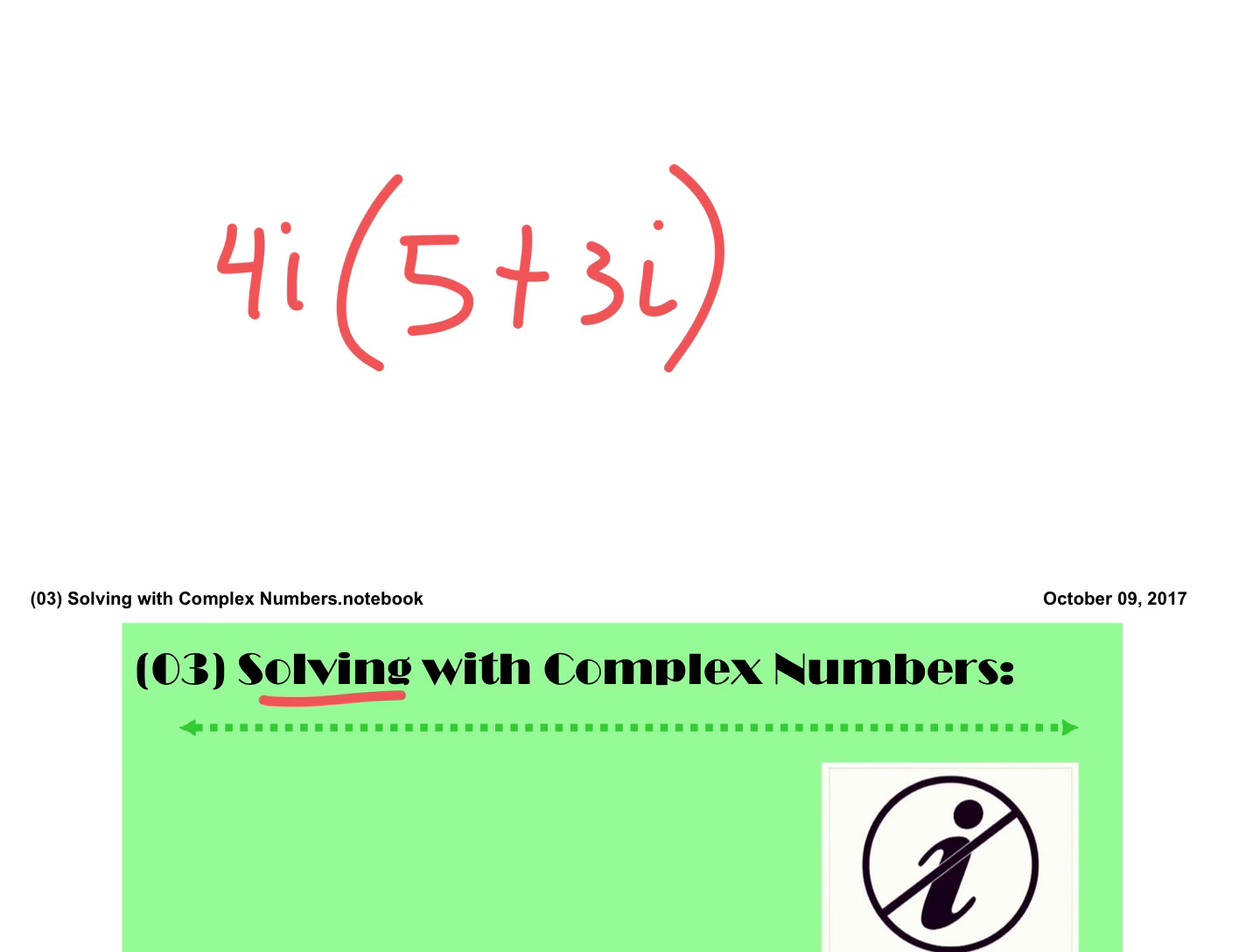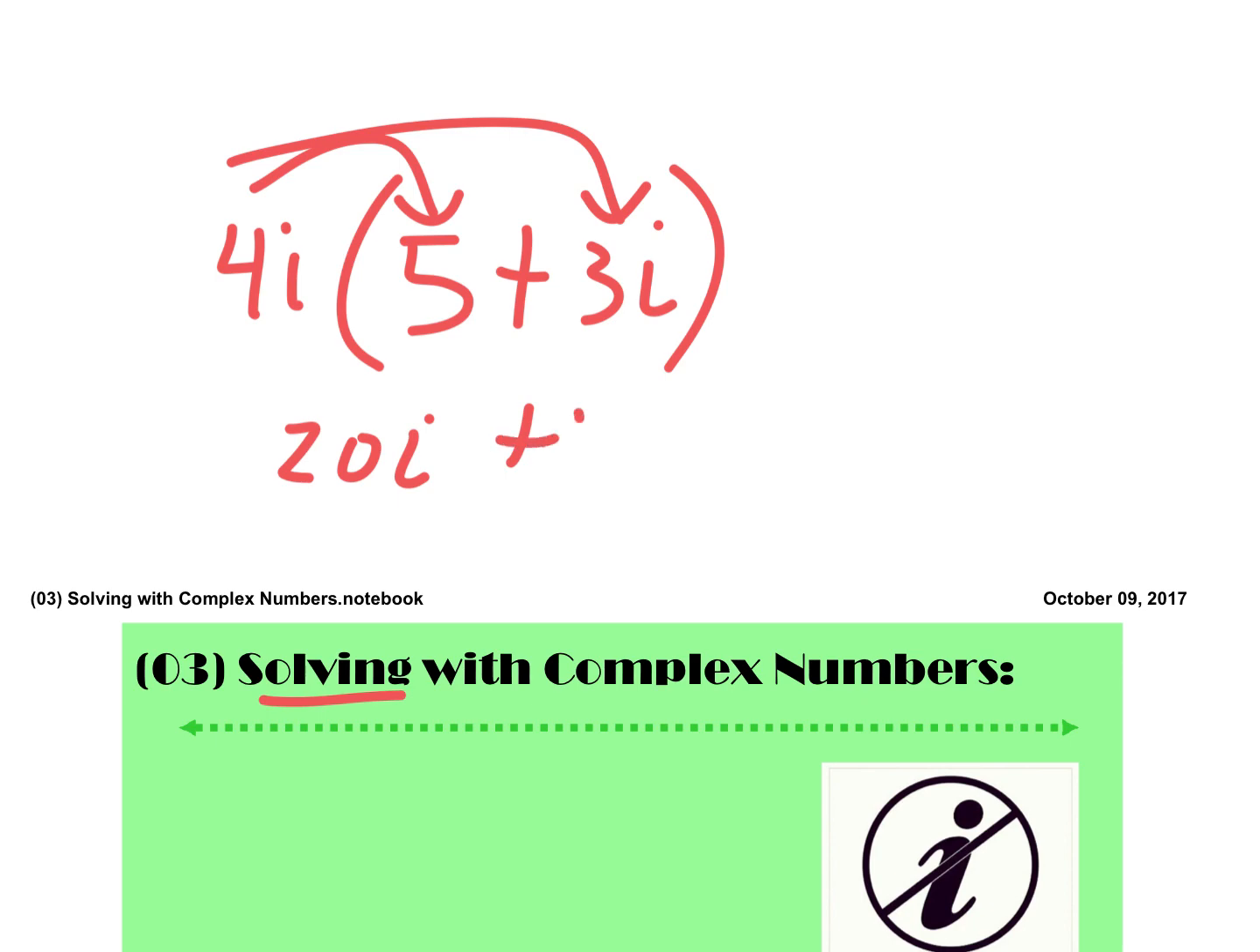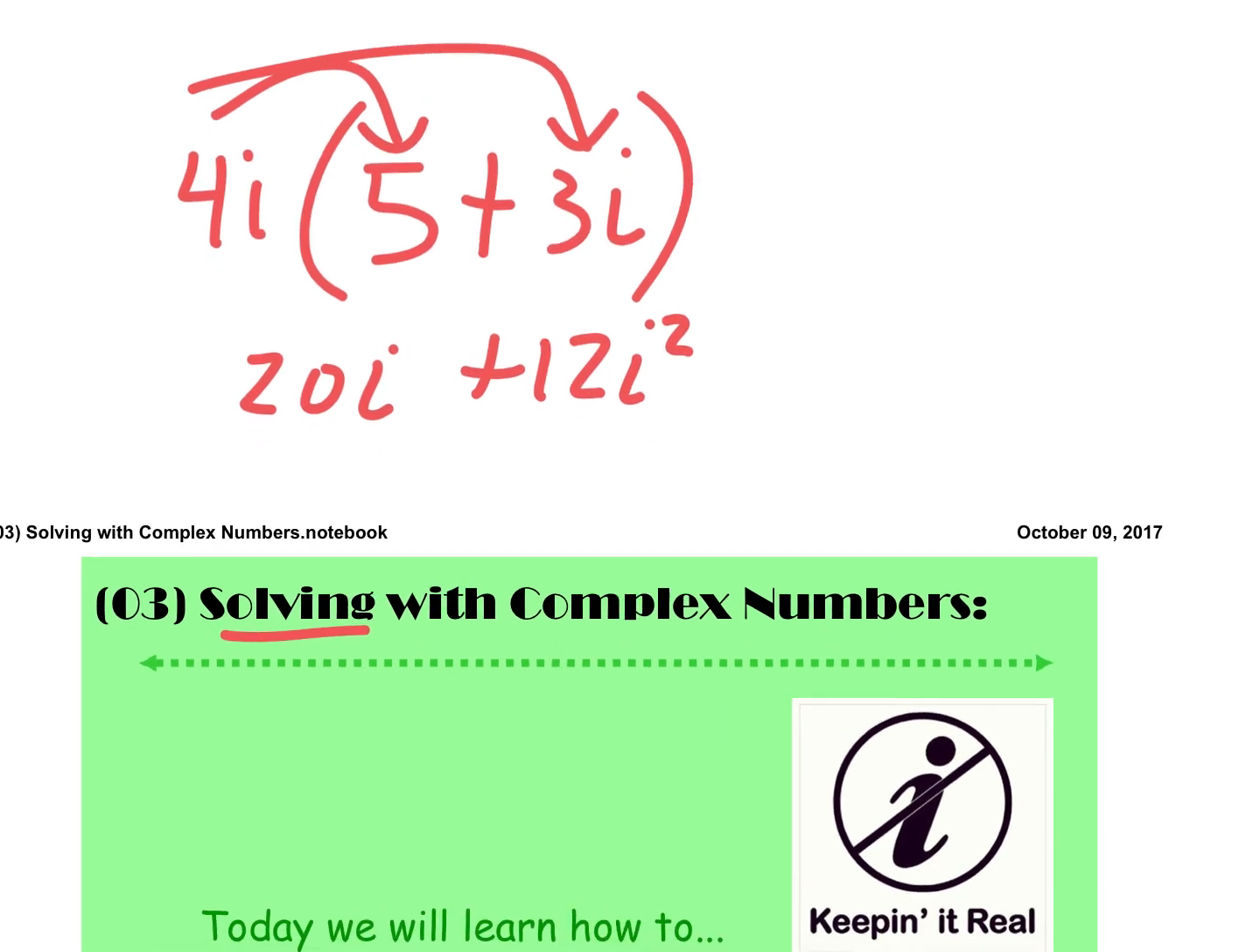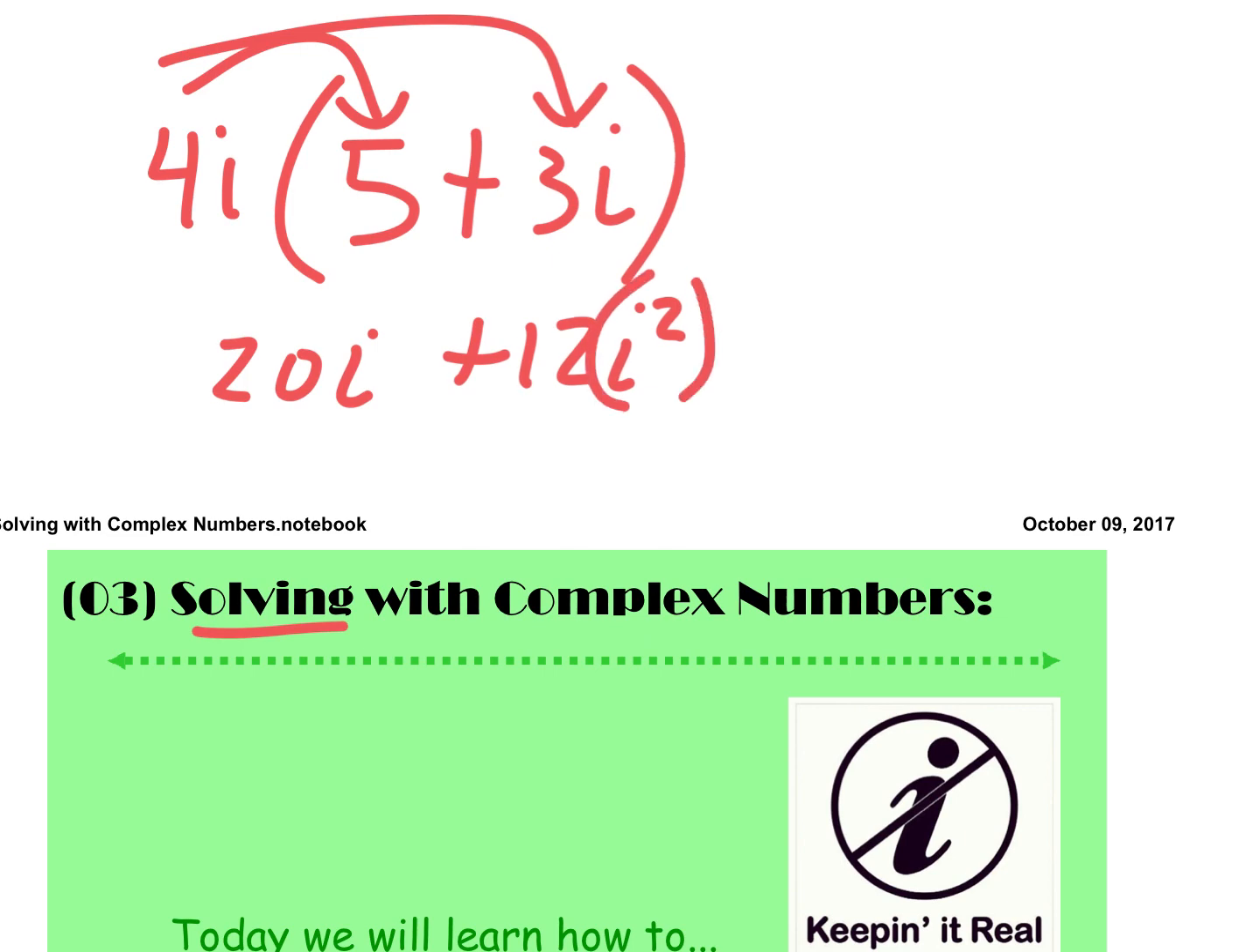Pause for a second, make sure everybody's doing this. After you multiplied this times this and this times this, you should have had 20i plus 12i squared. Explain why that's not good enough. Because i squared equals -1. And therefore, I should now have 20i minus 12. Explain why that technically is not good enough.